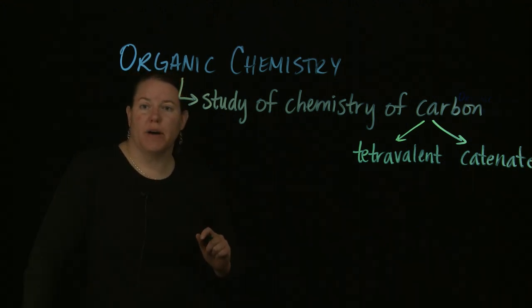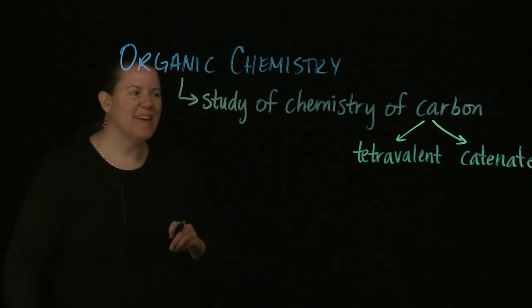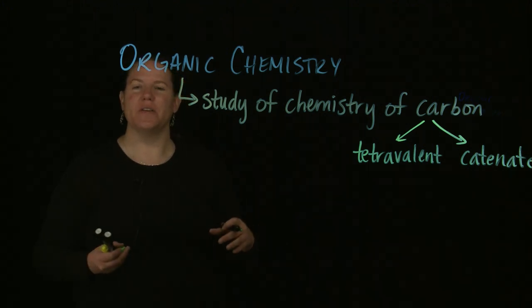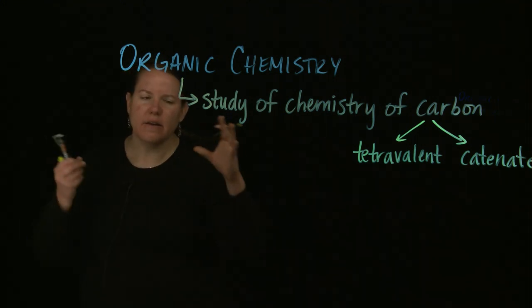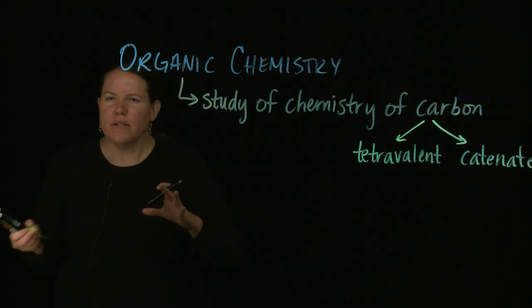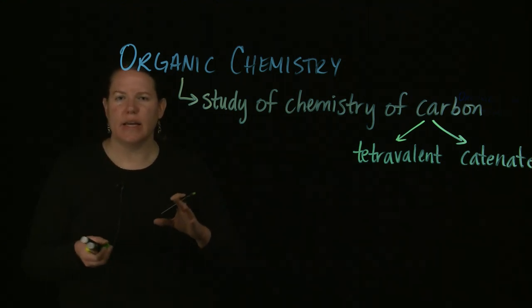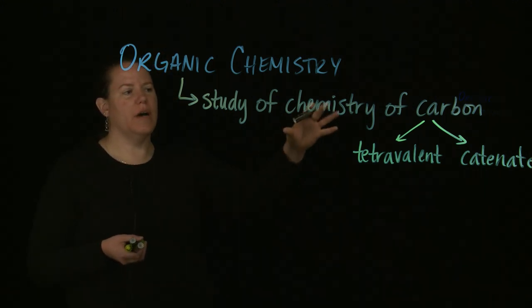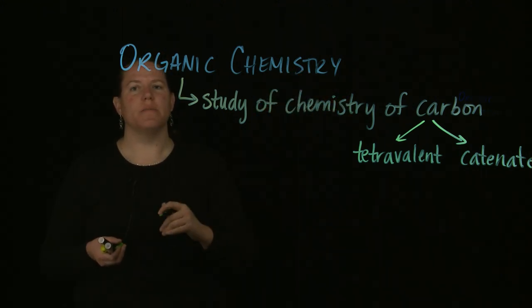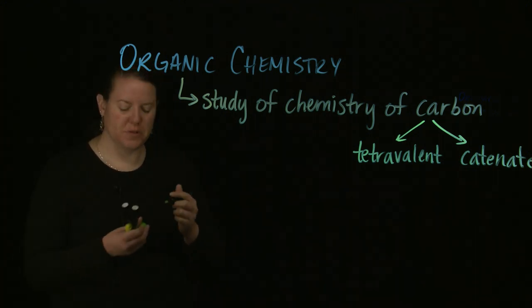Catenation is the idea that carbon can bond to itself, and it does so over and over again, which makes huge, beautiful molecules. When I started teaching organic chemistry, we had somewhere in the realm of 10 to 15 million organic chemicals. These days, it's at least 20 million plus. So you have a huge branch of chemistry in organic chemistry, which is why we like to abide by such rules.